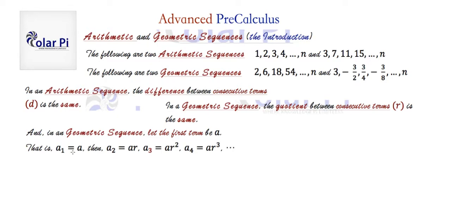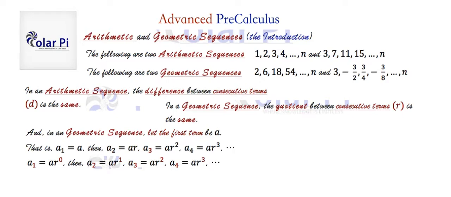So in a geometric sequence, if the first number A1 is A, then A2 must be A1 times r, that is A times r. And then A3 is A2 times r, and A2 is Ar, so Ar times r will be Ar squared, and A4 is Ar cubed, and so on. Easy enough to gather that.